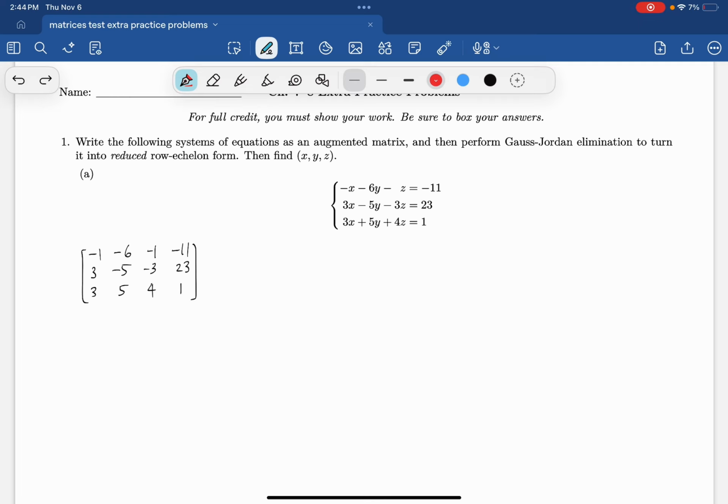I've written it as an augmented matrix already. My first step is to try to get rid of these two elements using the top left number. I'm going to do that by replacing rows 2 and 3 with 3r1 plus r2 and 3r1 plus r3. The reason is because 3r1 is going to give me a negative 3 here, which will cancel out with my 3's once I add them to rows 2 and 3.